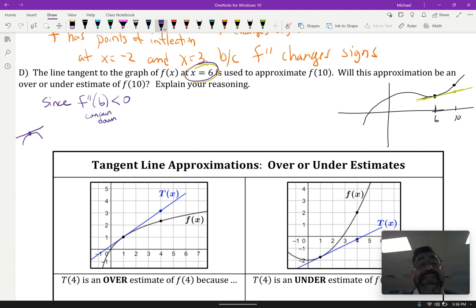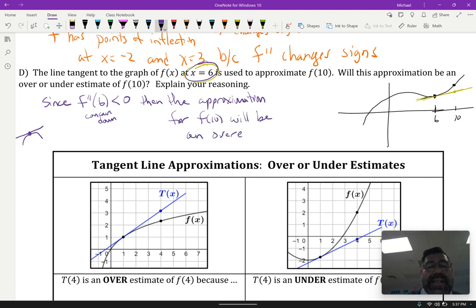So we can use concavity to figure out whether my approximations using tangent lines are overestimates if it's concave down, or underestimates, like this one, if the graph is concave up. So the second derivative being negative tells me that it's concave down. Since that's true, then the approximation for f of 10 will be an overestimate.